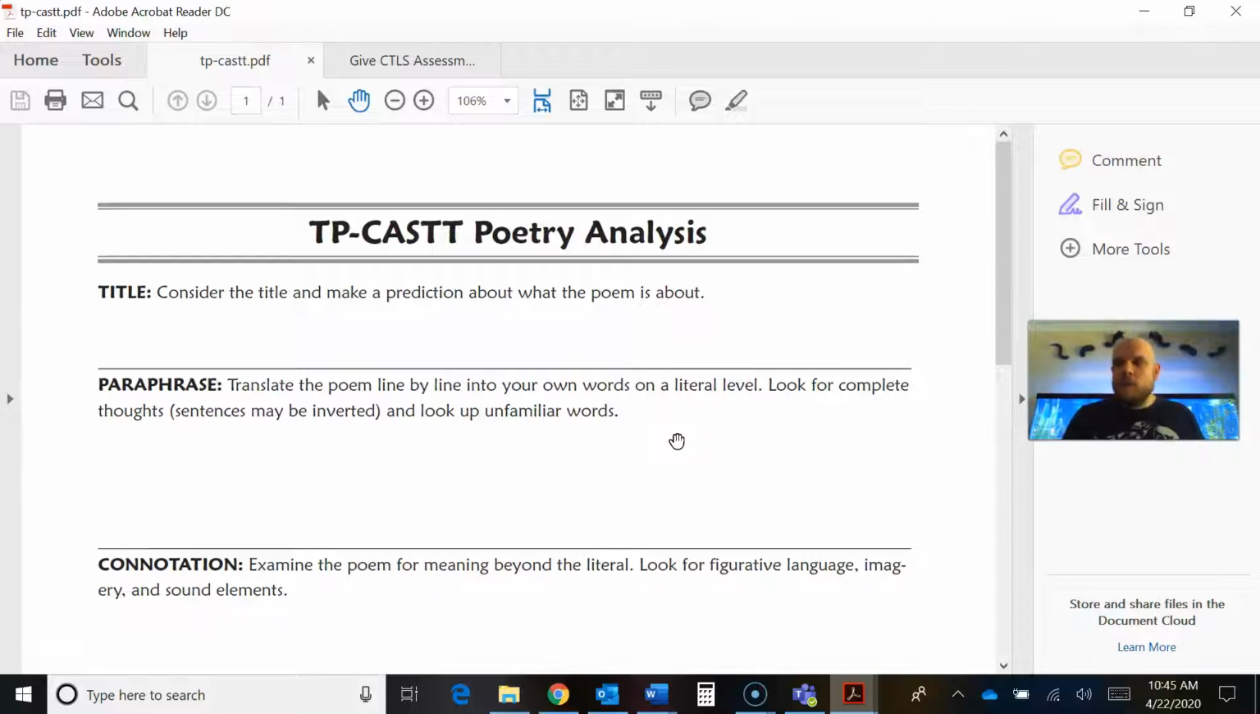Now, you can also go to poetry.org and just look up poems that you like. Maybe there's a poem that you remember that you love that you want to examine a little bit more closely. Feel free to do that. It doesn't necessarily have to be from the book, but there are 7 or 8 there that are available for you to use for the TP-Castt. But pick whatever poem you want.